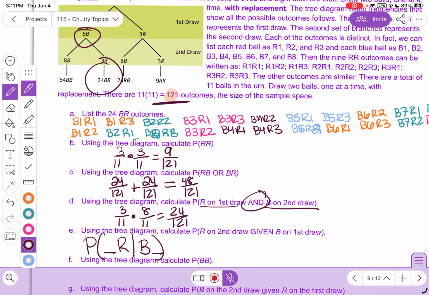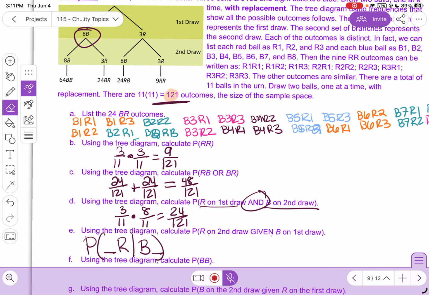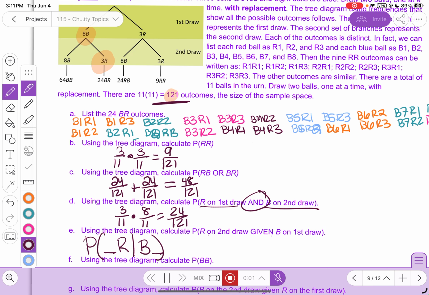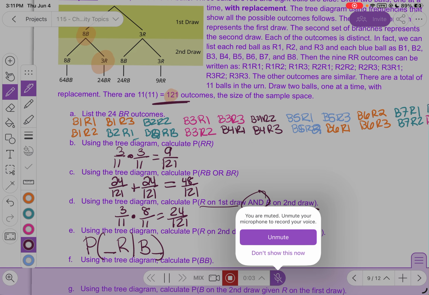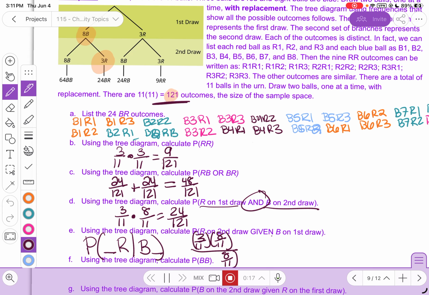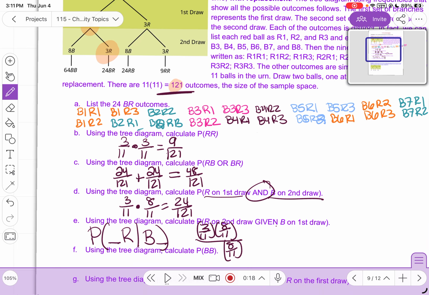R on the second draw, B on the first draw is this right here. If we wanted to do that, we would do 3 times 8, because R on the second was 3 out of 11. B on the first was 8 out of 11. So that's the top. And then on the bottom, B on the first was 8 out of 11. Hopefully that makes a little more sense.